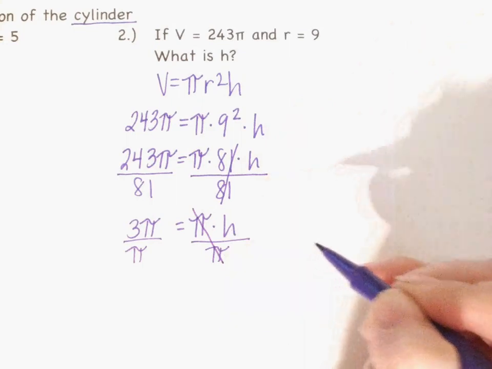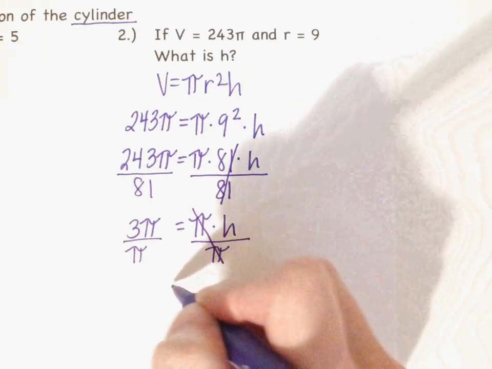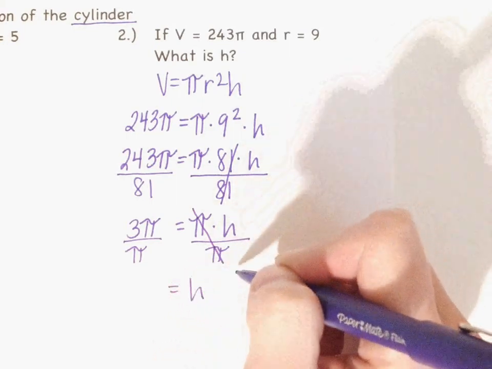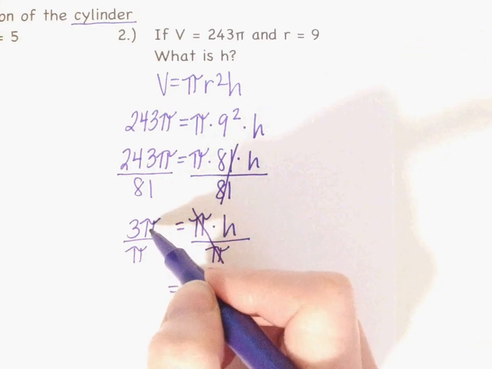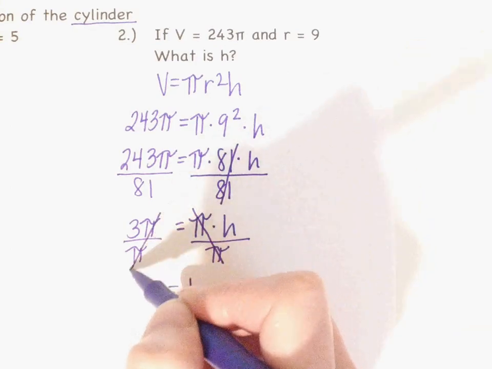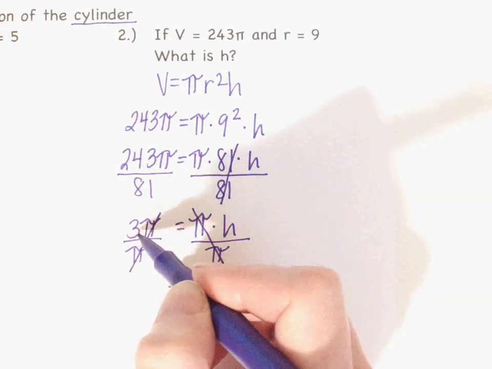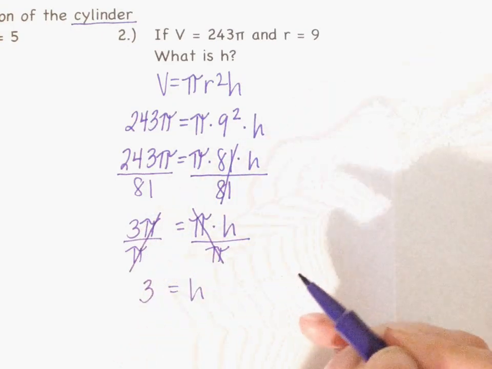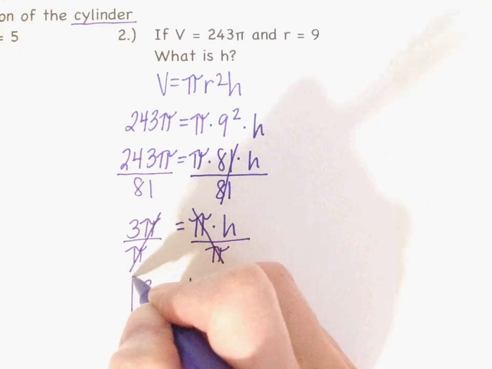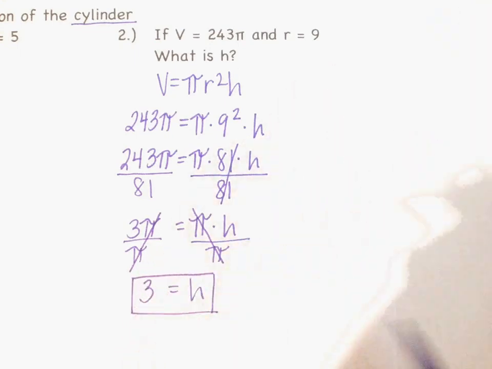Pi divided by pi divides out. That gives me 1. So I'm left with h on the right side. Same thing on the left. Pi divided by pi, they cancel out. It gives me 1. 3 times 1 is still 3. So my answer is 3 equals h. Okay?